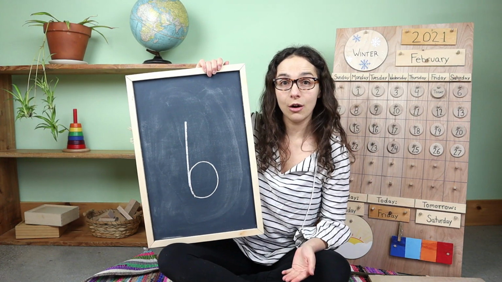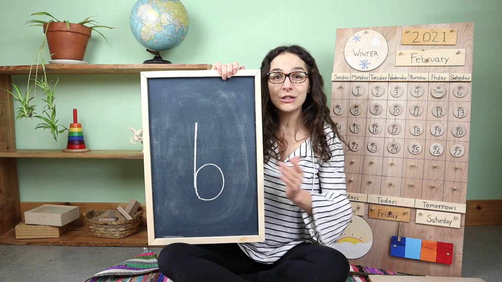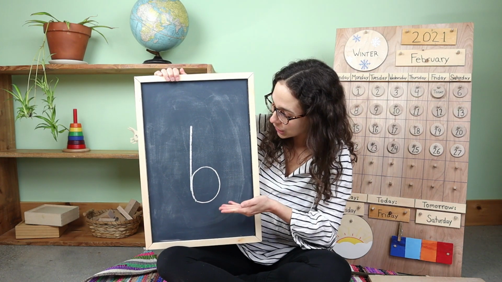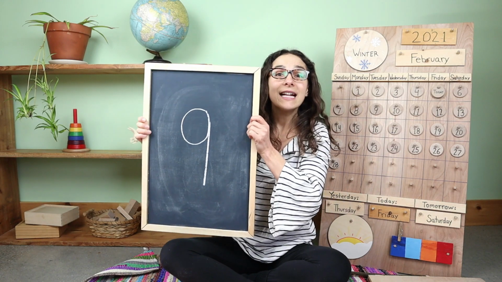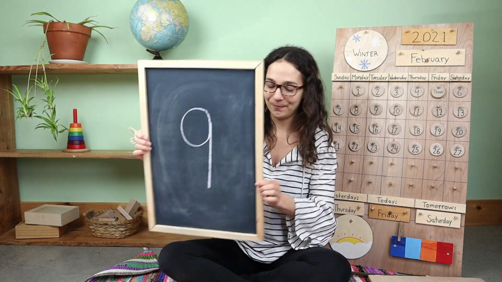Now it's a letter. We know this letter because we just talked about it. This is a lowercase b. But if we flip it this way, it's the number 9. Now let's see your 9 fingers.